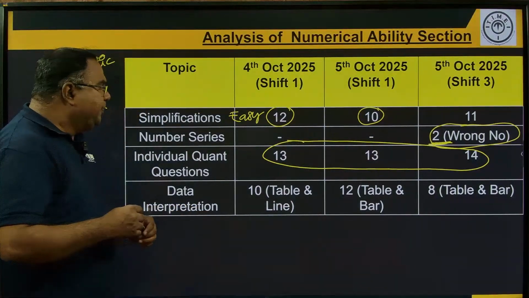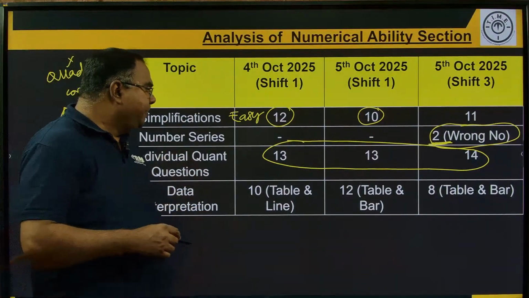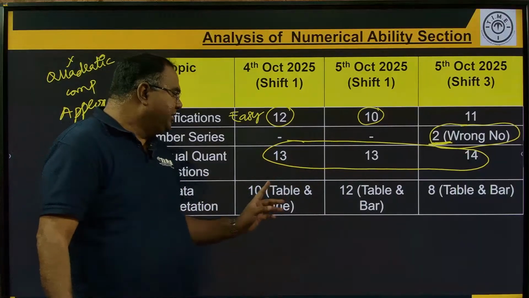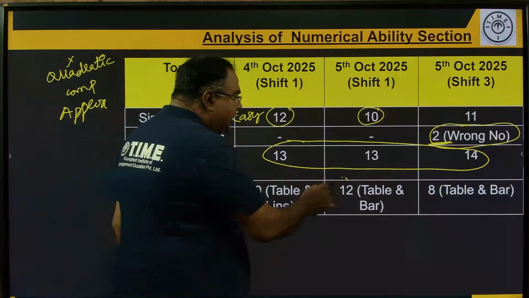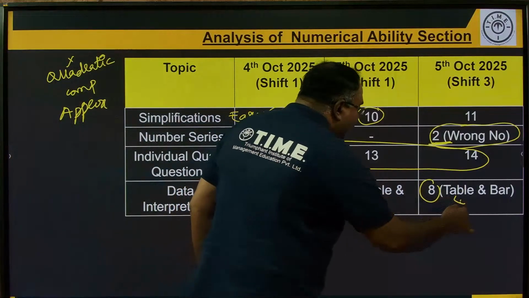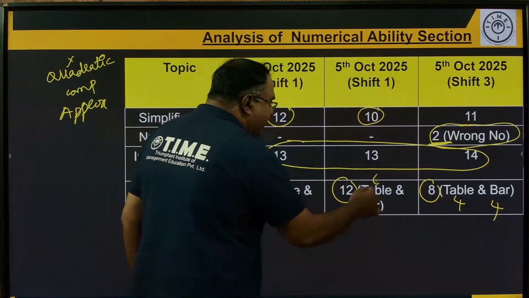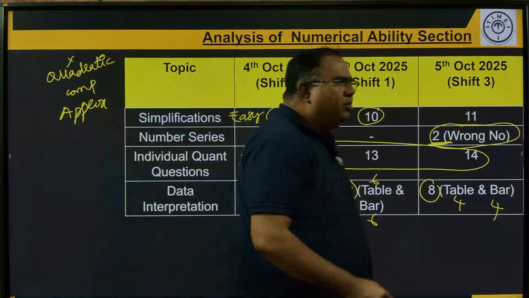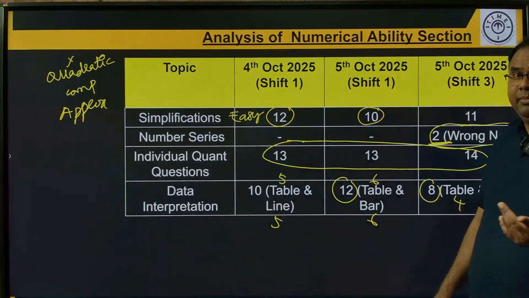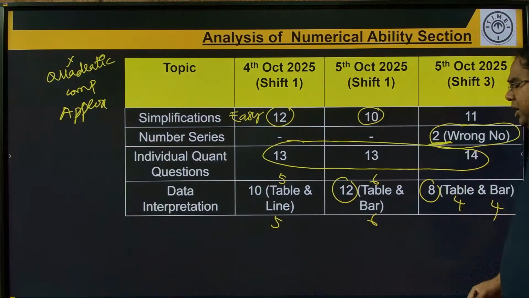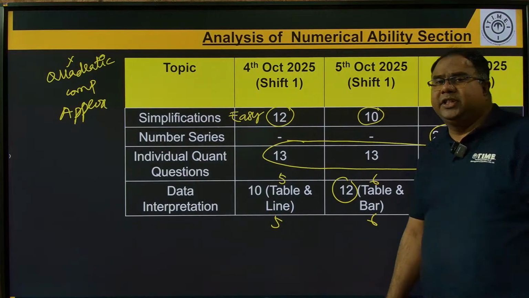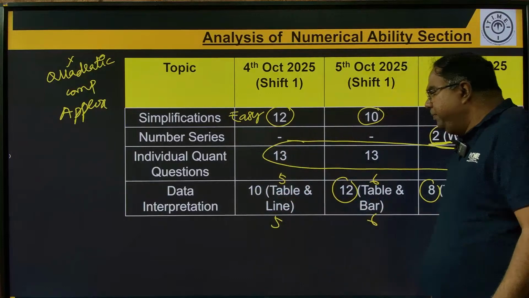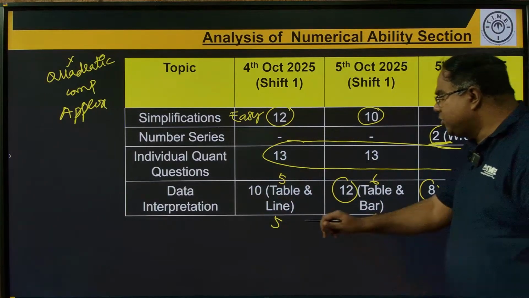Now, data interpretation, we have 10 questions, table and line, table and bar, table and bar. So 10 questions here, 12 questions here, and 8 questions here. 4 from table, 4 from bar, 6 from table, 6 from bar, 5 from table, 5 from line graph, right? Most likely the 11th exam might not be there, but if anybody has that, then you can look at this analysis. But generally, as per the information, we don't find any exam on 11th October, right? Now, if you see here, these questions are very easy to solve.